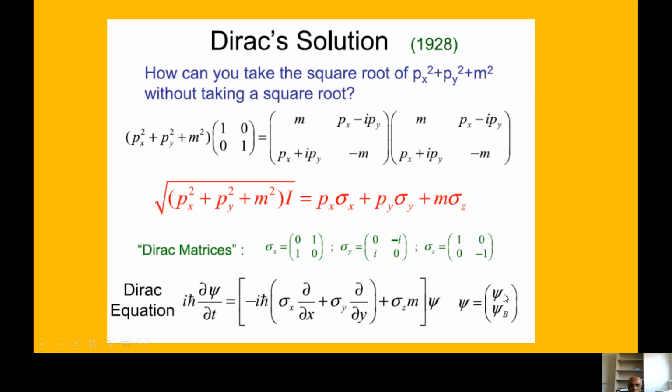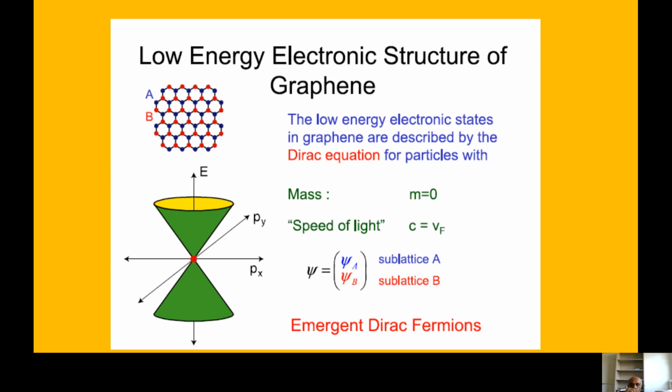So here psi is given by psi A and psi B. In the graphene case, you can consider this A and B as coming from these two sublattices we were talking about. That's how people connect this Dirac equation with the graphene situation. So that's how this low energy electronic structure of graphene you can describe as a Dirac equation.